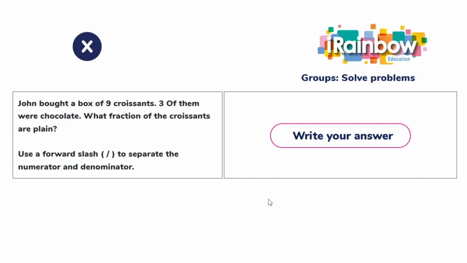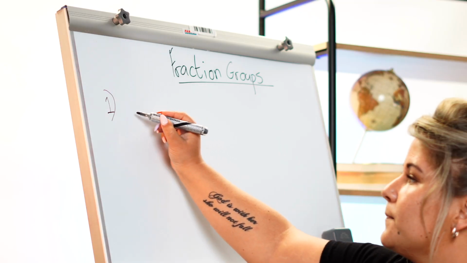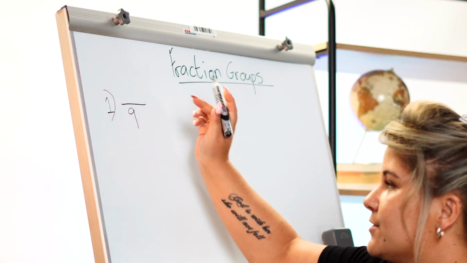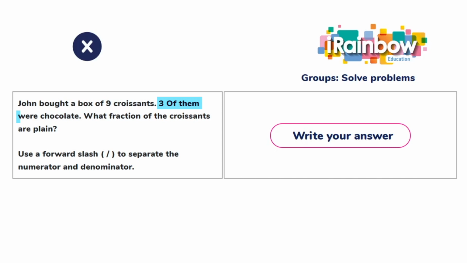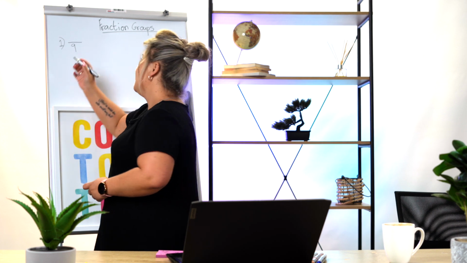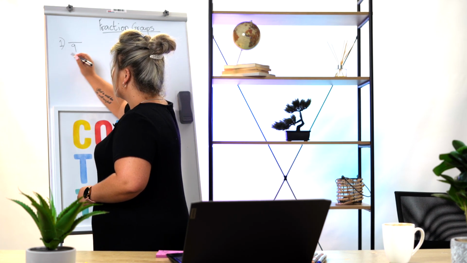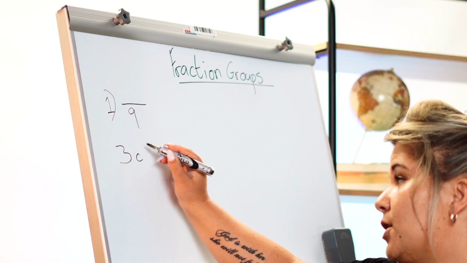Let's take a look at the first question. We've got John. John has bought a box of 9 croissants. So, we know by now that 9 is our number that doesn't change. This number being your denominator. So, John has 9 croissants that he bought. That number stays the same. In between the 9 croissants, he's bought 3 that are chocolates. So, we know out of all the 9 croissants, 3 of them are chocolates.